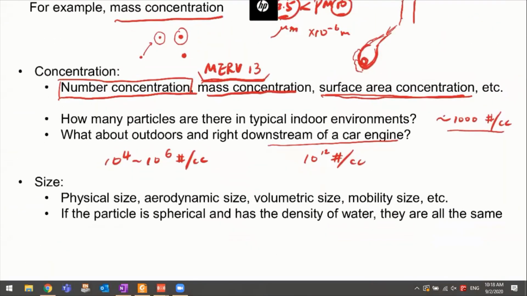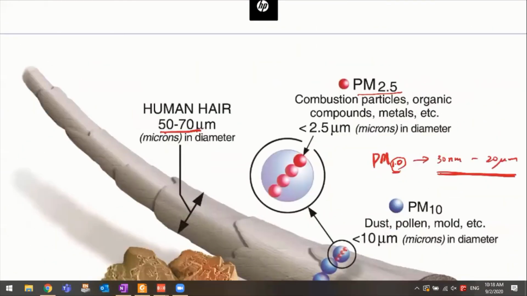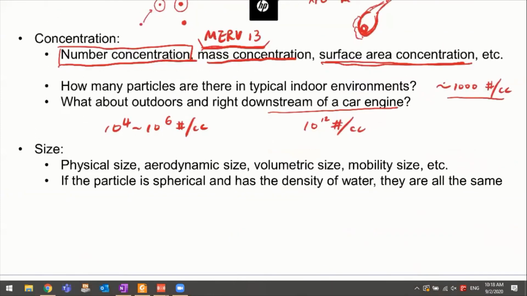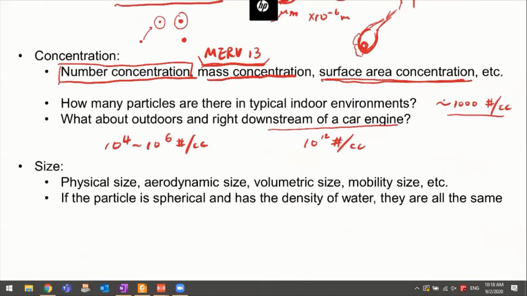So this is about, in general, the physical size. This is how we look at it and can directly tell how large the particle is. There are some other sizes as well, for example, the aerodynamic size. Aerodynamic size generally describes how fast the particle can move in the stream.